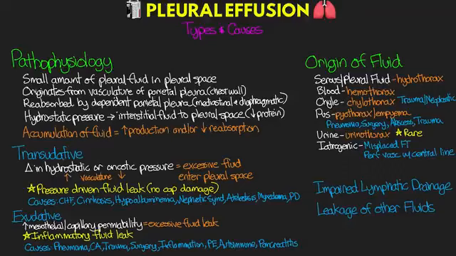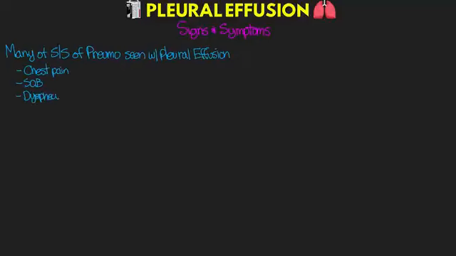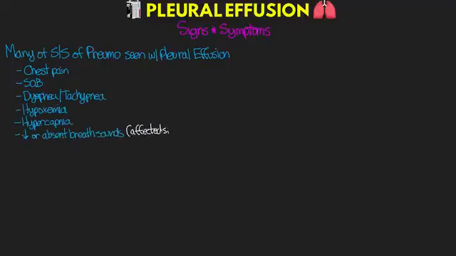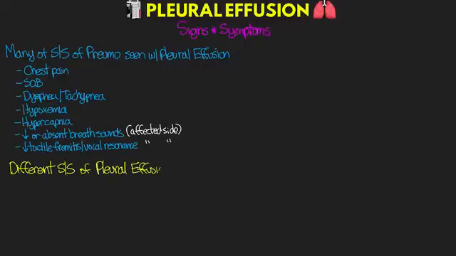All right, so with those out of the way, let's talk about our signs and symptoms. And again, many of the signs and symptoms of a pneumothorax are also going to be seen with our pleural effusion. So these are going to be things like chest pain, shortness of breath, dyspnea and tachypnea, hypoxemia, hypercapnia, decreased or absent breath sounds, again, on that affected side, as well as decreased tactile fremitus and vocal resonance, again, on that affected side. Some other signs and symptoms that we would see, and this is also similar to our hemothorax, would be dullness to percussion, again, on that affected side.